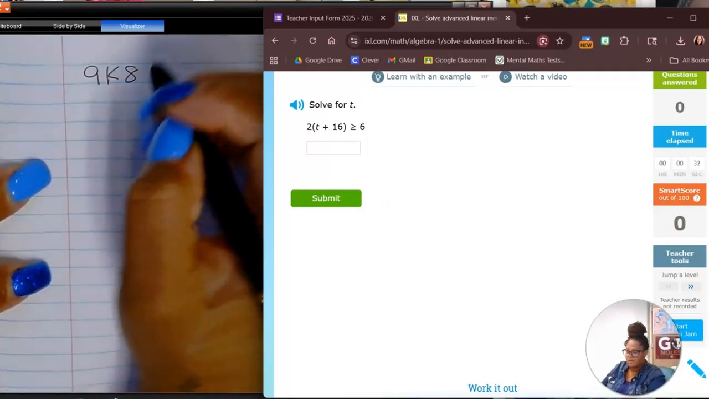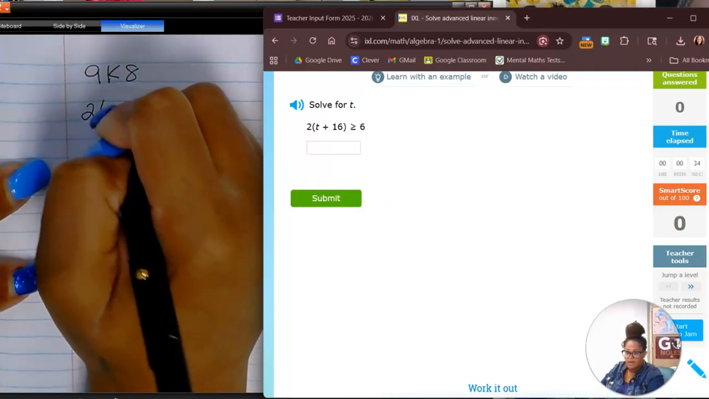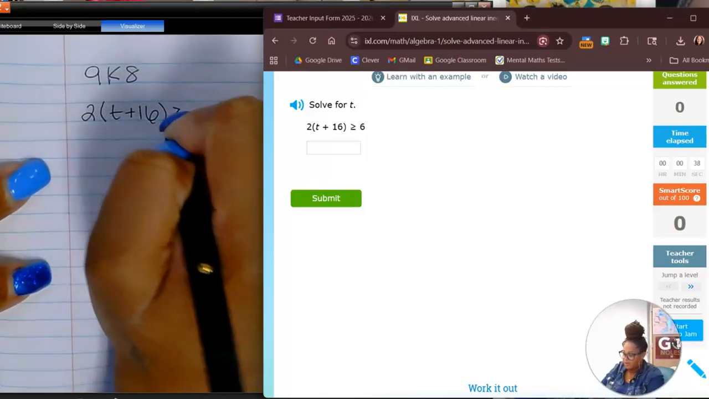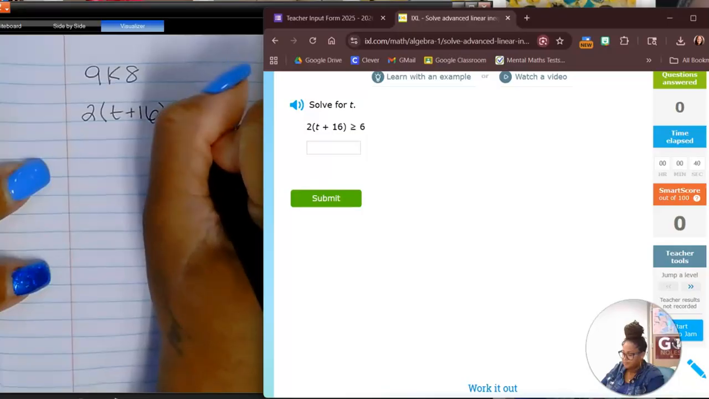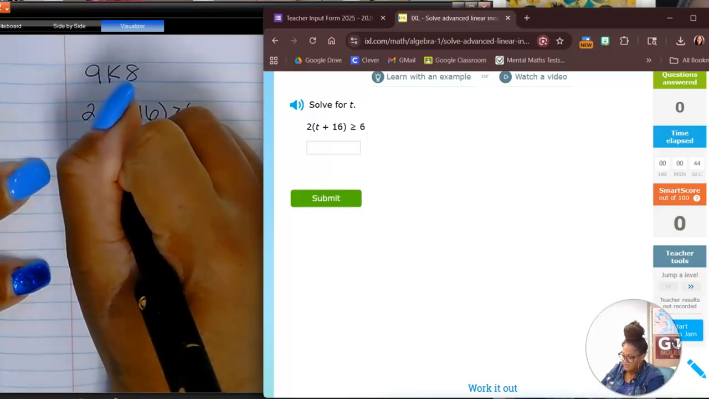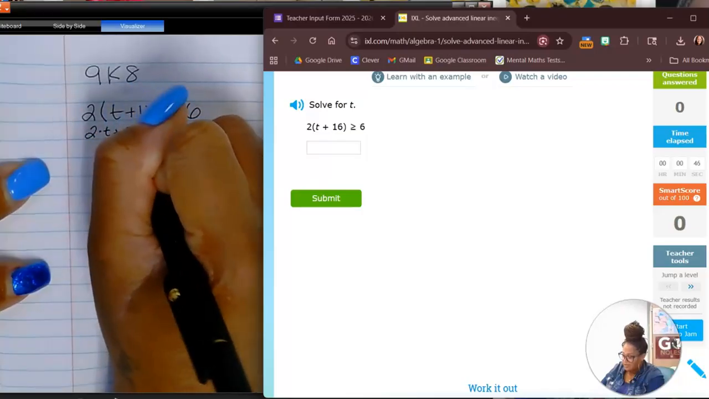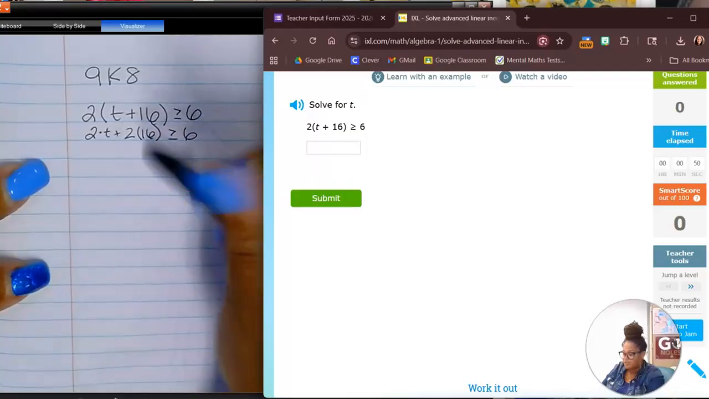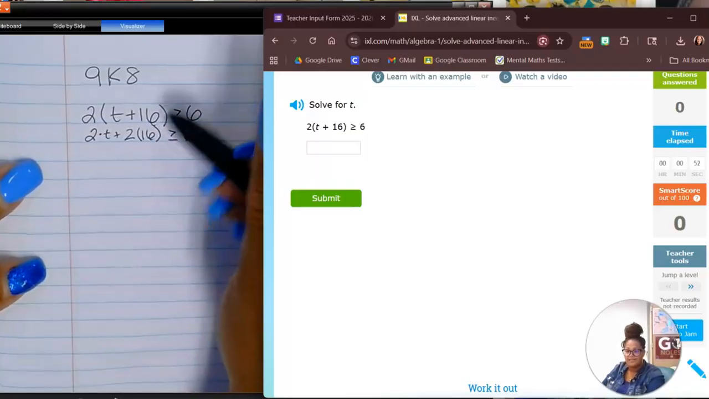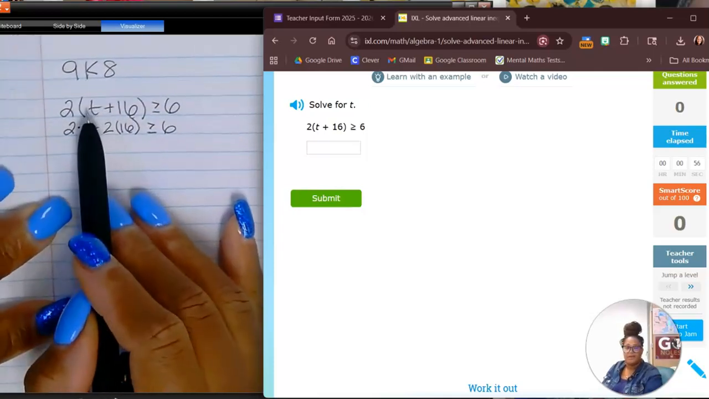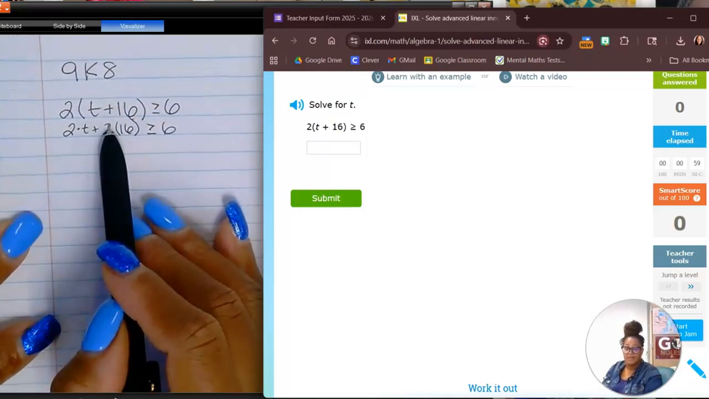Let's start with 2 times t plus 16 is greater than or equal to 6. Now remember, I must multiply the 2 times the t and the 2 times the 16 because we are forgetting that step. We're just bringing down the 16. And that's not what we're supposed to do. This distribute means to multiply by everything inside the group, and t plus 16 are inside the group.